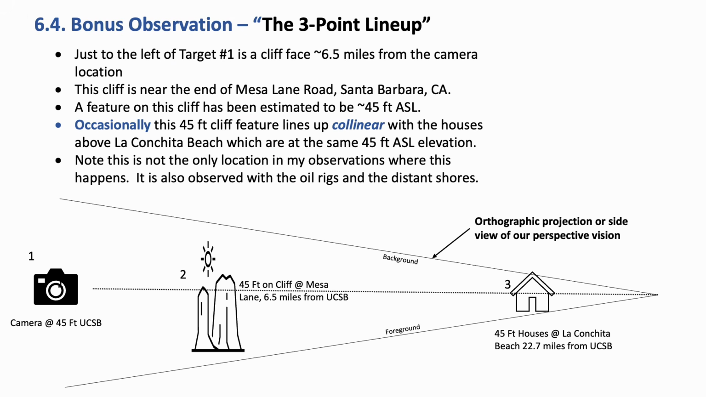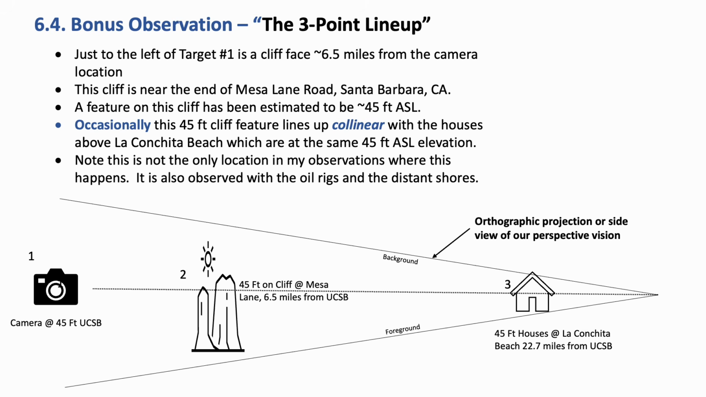Bonus observation, the three-point lineup. Just to the left of target 1 is the cliff face at Mesa Lane Beach. It's 6.5 miles from the camera. A feature on this cliff has been estimated to be about 45 feet above mean sea level. It's pretty easy to figure that out. Other folks have looked at it, and we all agree that right below the nose on that cliff is where 45 feet should be.